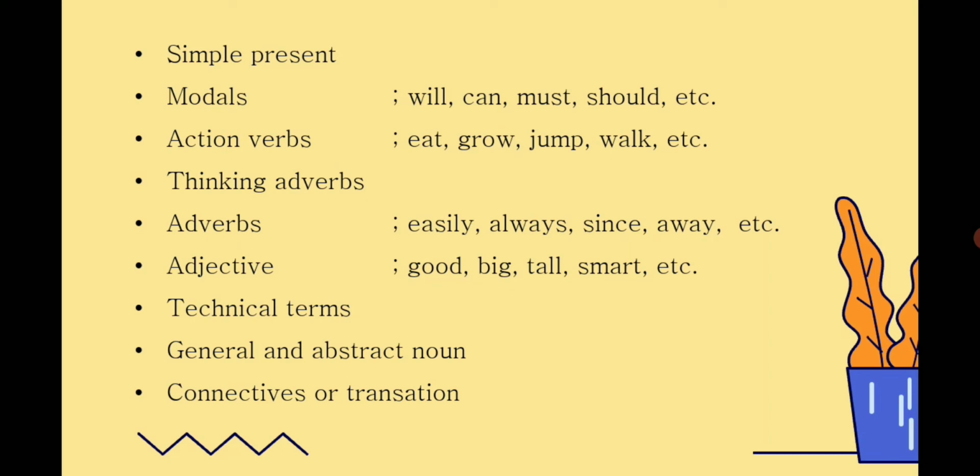First is simple present and next modals such as will, can, must, should, and so on. Next is action verbs such as eat, grow, jump, walk, and so on. Next is thinking adverbs and then adverbs such as easily, always, since, away, and so on. Next is adjective such as good, big, tall, smart, and so on. Next is technical terms, and then general and abstract noun, and the last is connectives or transition.